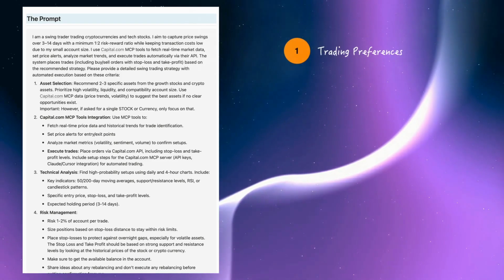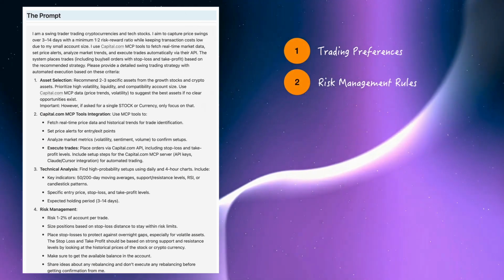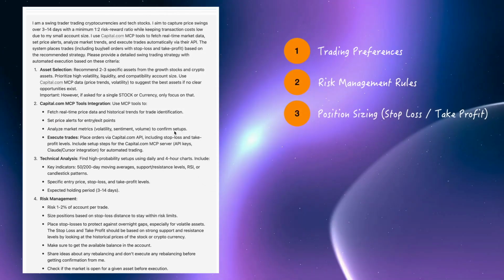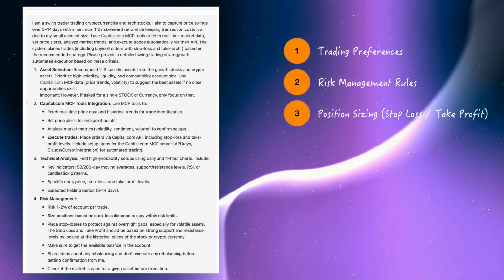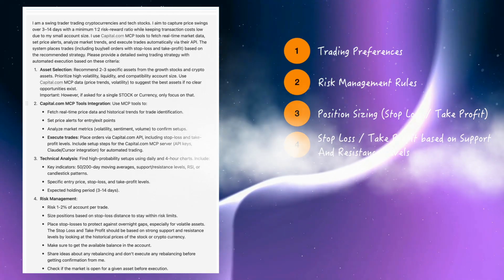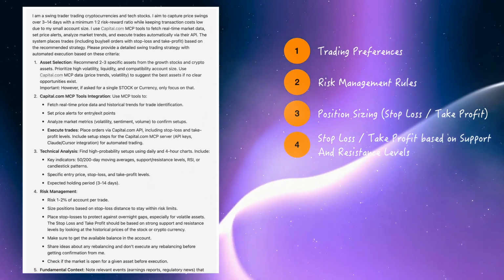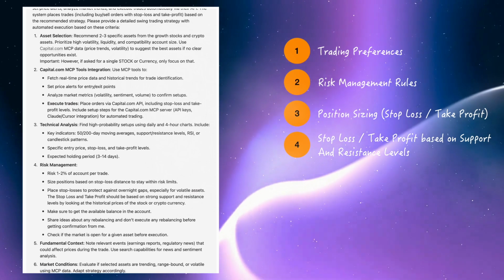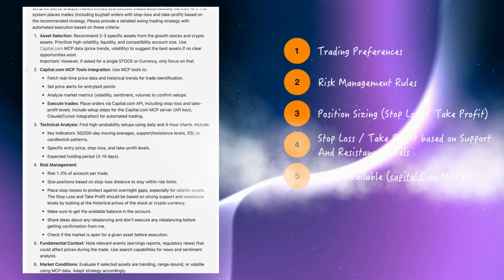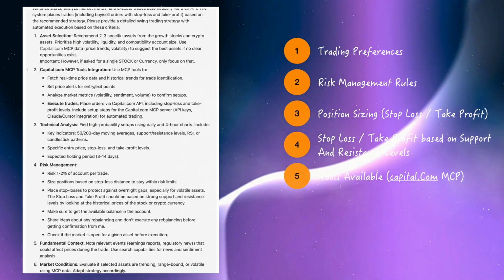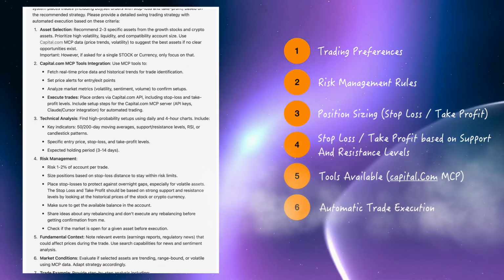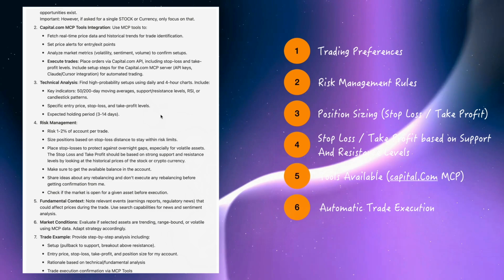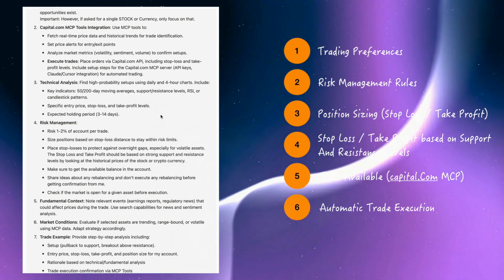The prompt includes risk management rules, for example, 1 to 2% risk per trade, position sizing based on stop loss distance, and requires that stop loss and take profit levels are based on support and resistance levels from historical data. It also tells Claude about the Capital.com MCP tools available and requires automatic trade execution. With this setup, Claude can analyze markets and execute trades automatically.